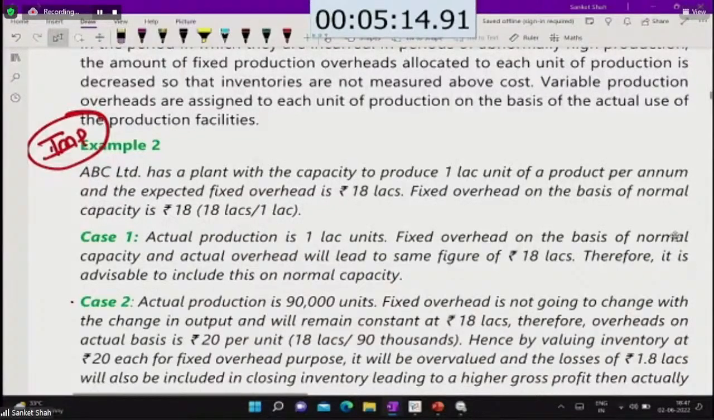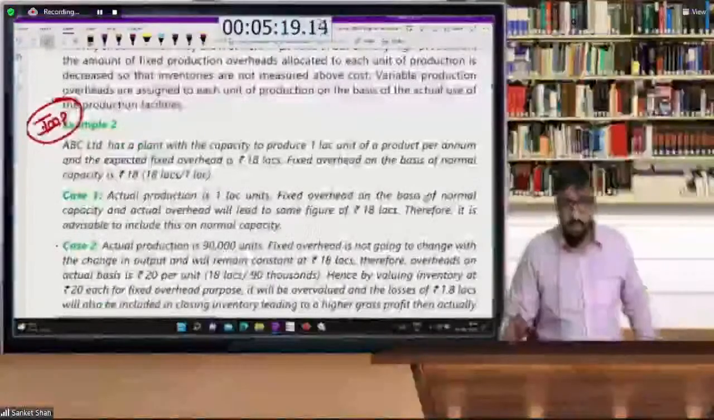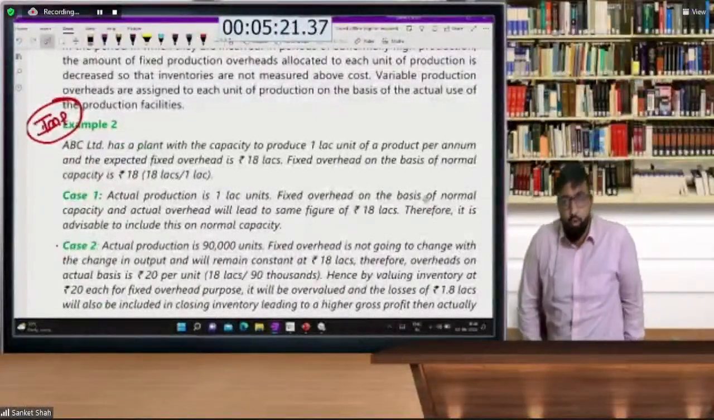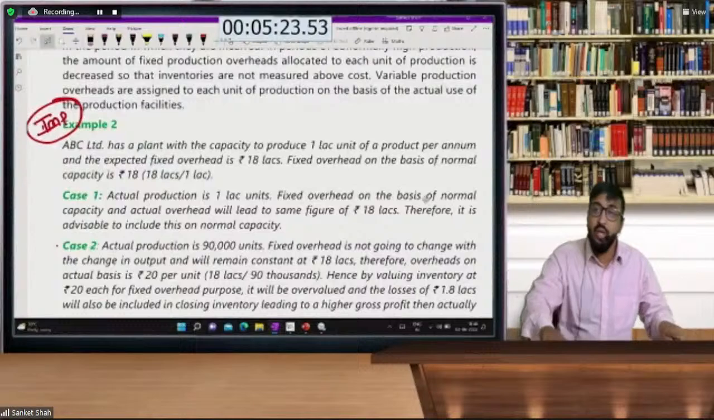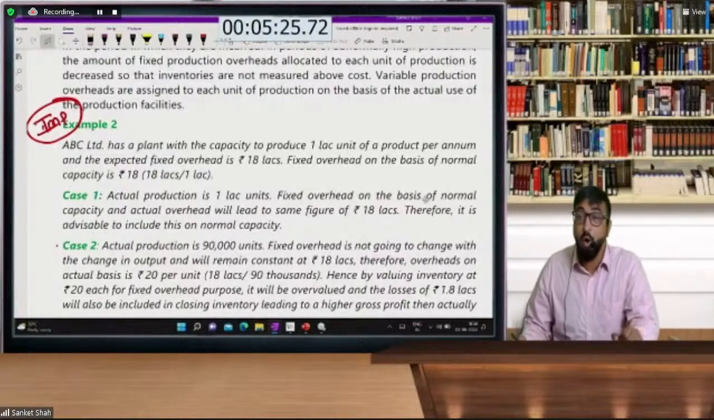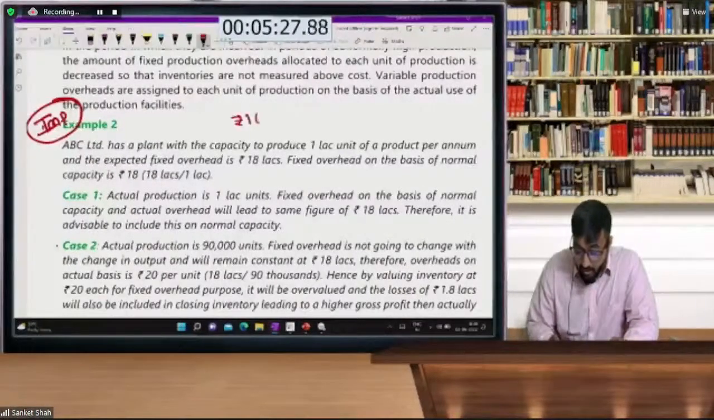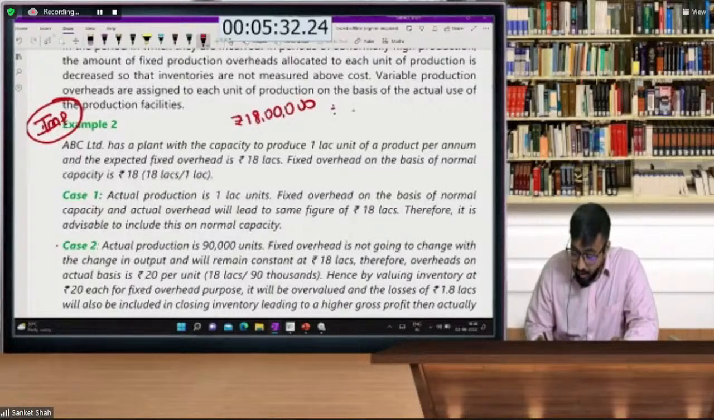Who answered it? Beta, I will tell you. It's a very easy concept. Understand it. How to present this answer? Yes, I will show you. See, in this question, we have fixed overhead of rupees 18 lakhs. How much is the fixed overhead? 18 lakhs. And now our units.